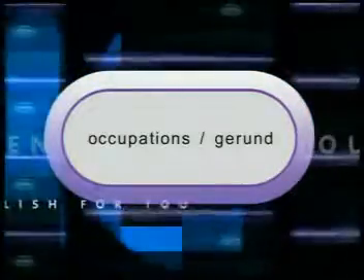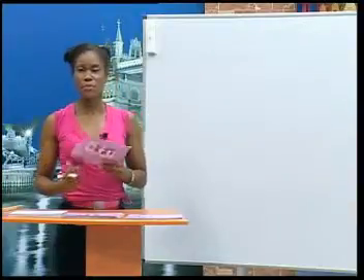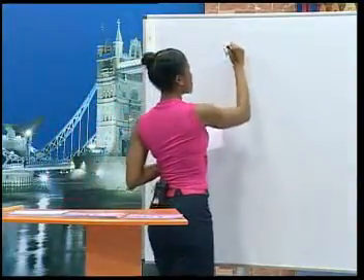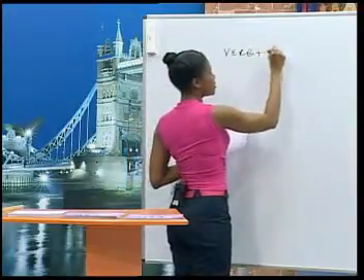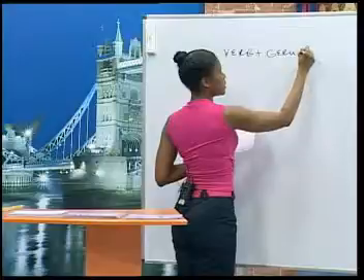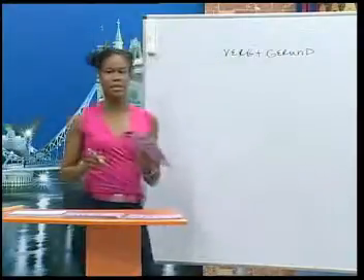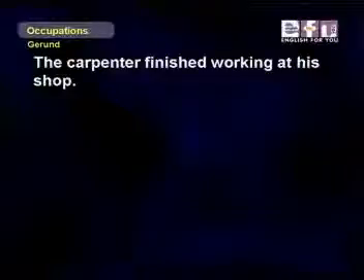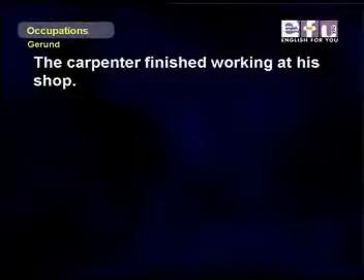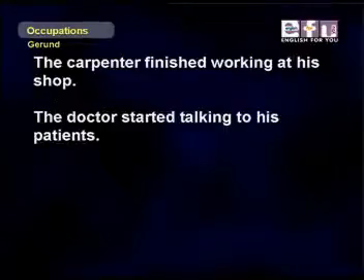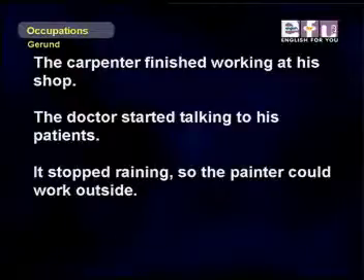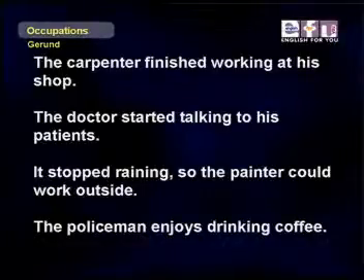Occupations. Gerund. Now we are going to study gerunds. The first thing we will learn is verb plus a gerund, which is the ing form of a verb. Let's look at some examples. The carpenter finished working at his shop. The doctor started talking to his patients. It stopped raining so the painter could work outside. The policeman enjoys drinking coffee.